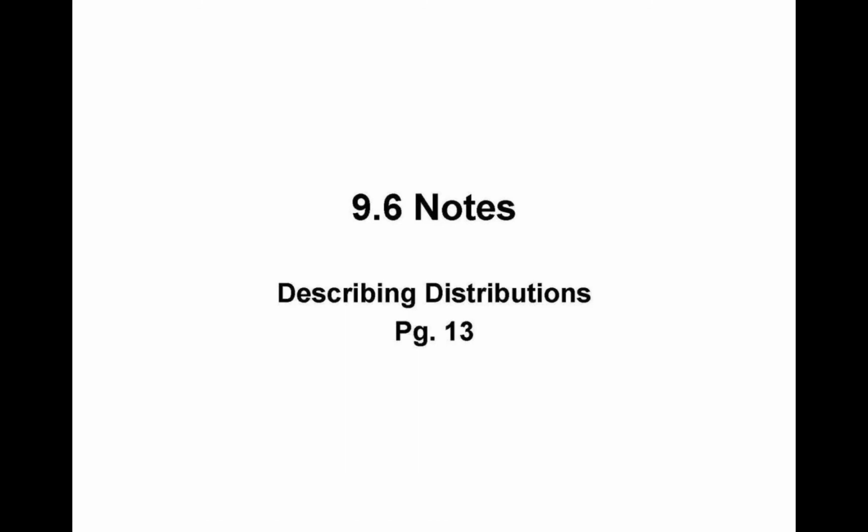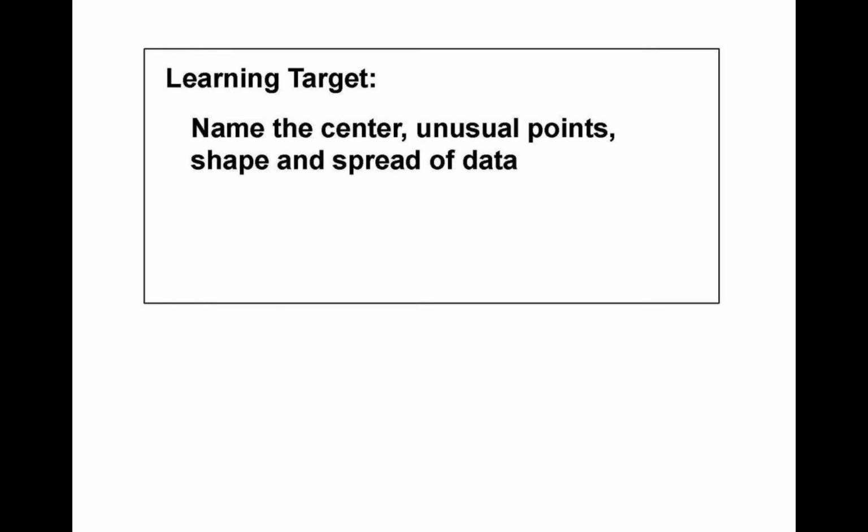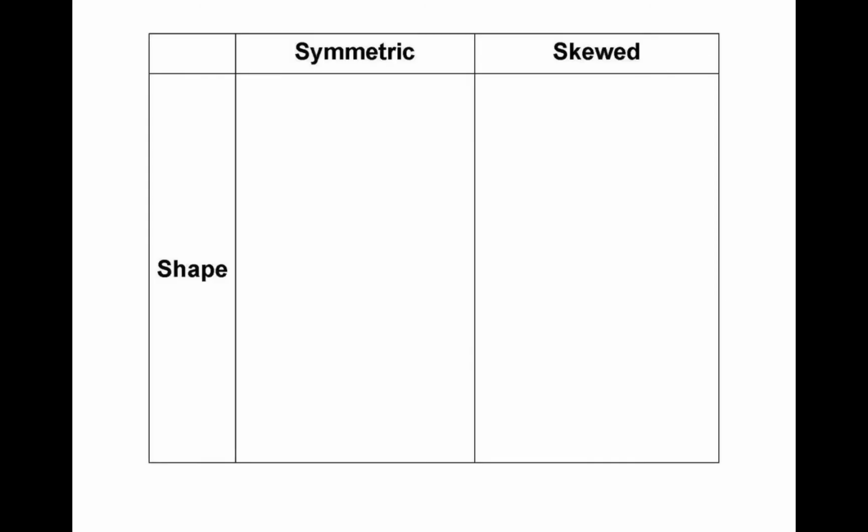In 9.6 notes, we're going to be describing distributions. So we're going to name the center, unusual points, shape, and spread of data. The shape is going to affect how we name the center and all of the unusual points. So you have to determine if the shape of your data is symmetric or skewed.